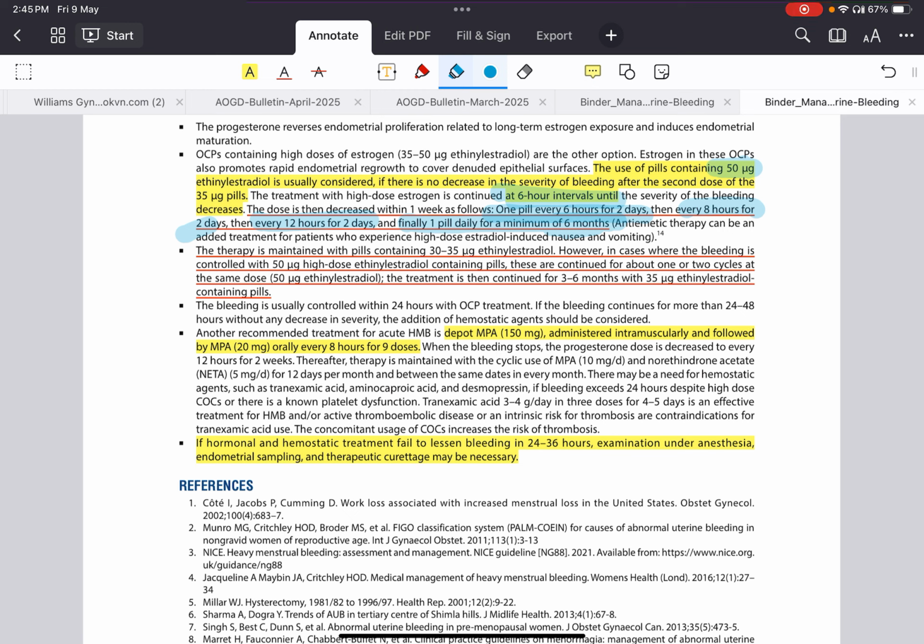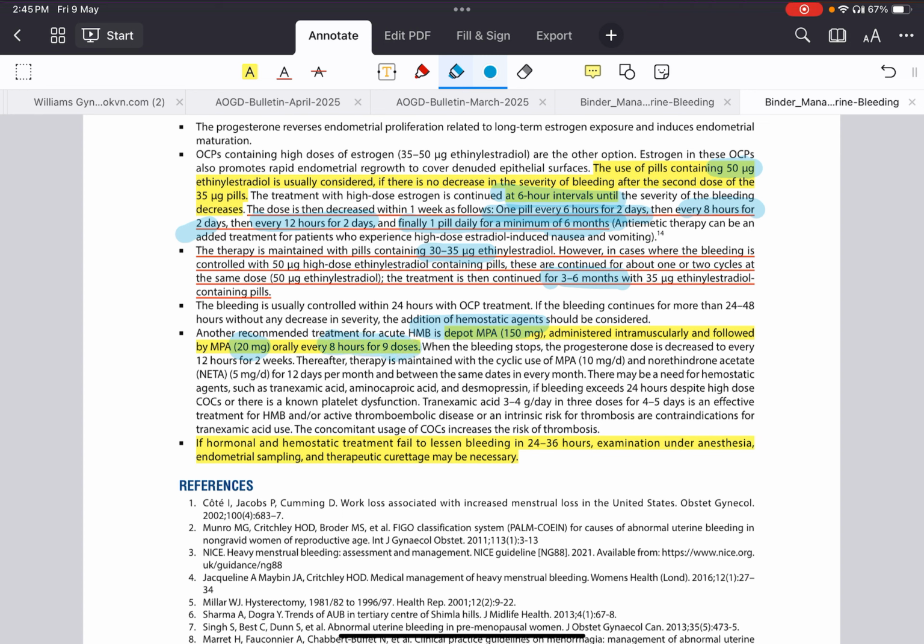Then therapy is maintained with 30 to 35 ethinyl estradiol, and treatment is continued for 3 to 6 months. Medroxyprogesterone injection can also be given, 150 milligram intramuscularly, followed by medroxyprogesterone tablet 20 milligram TID, three times a day, for 9 doses.